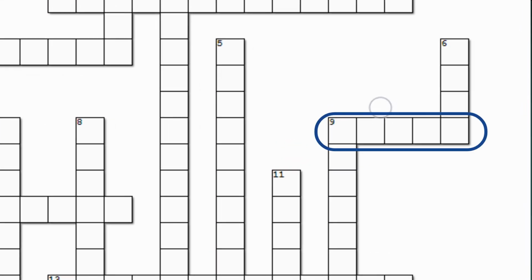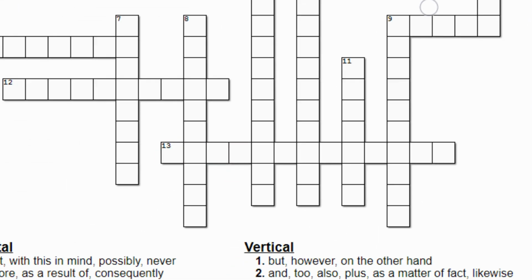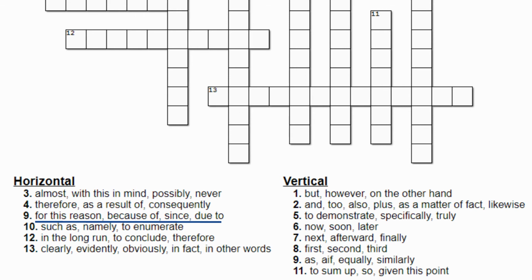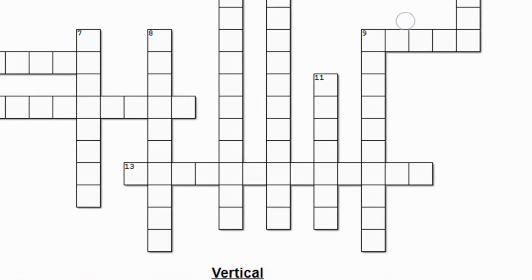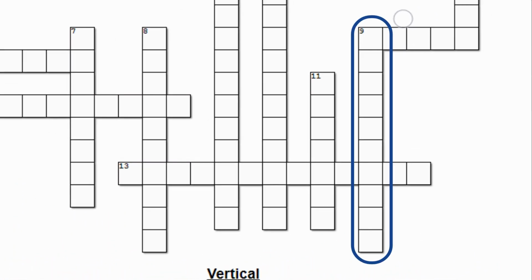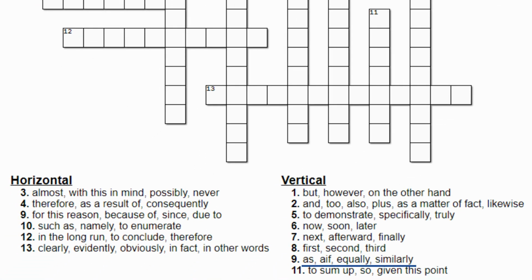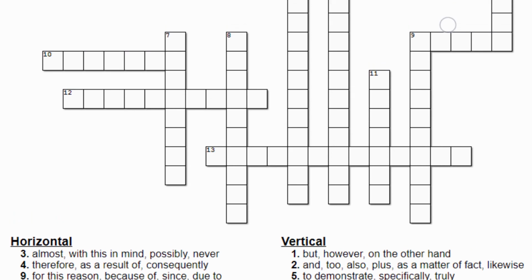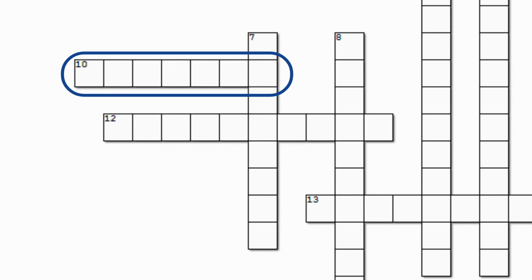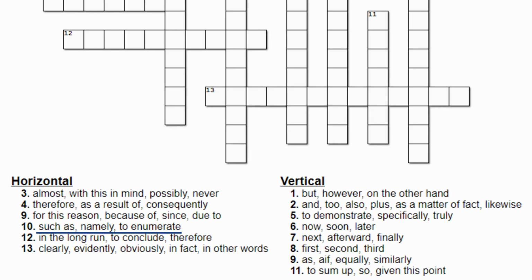Horizontal number 9. Signals used are for this reason, because of, since, and due to. Vertical number 9. Signals used are as if, equally, and similarly. Horizontal number 10. Signals used are such as, namely, and to enumerate.